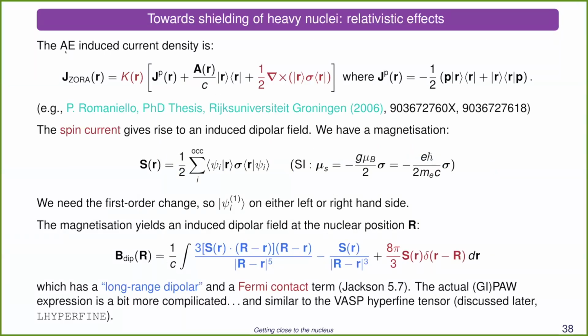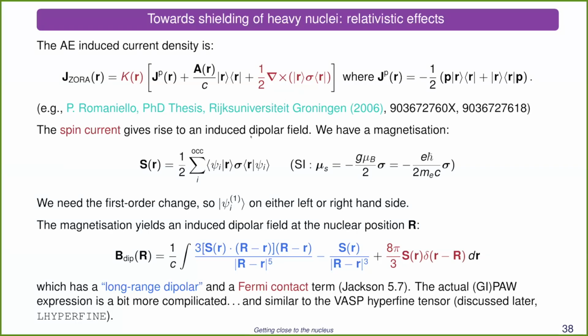Here you see the current density in a formal sense. This is what you already had. This is the paramagnetic current. This is the diamagnetic current. And now we add the spin current, which here is measured with the Pauli spin matrices. And you get a K factor because it is zero up front. And the spin current gives rise to a dipolar field. This is this S, which you see over here, the spin density that is measured over there.